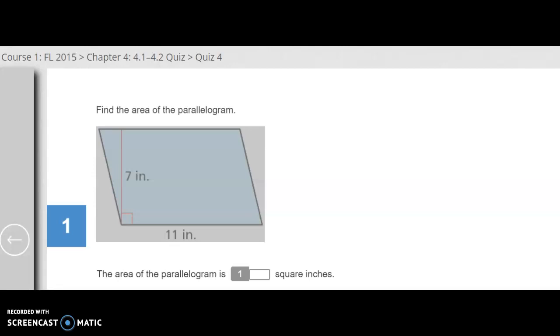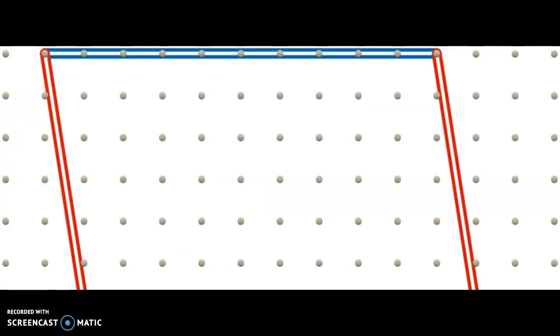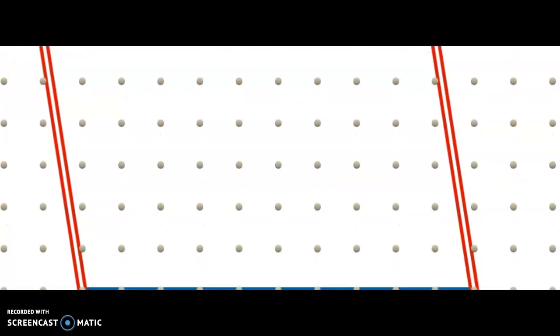This is on polygons. This is on areas. The great thing about this is it's going to be so easy. All right, so here we have a parallelogram. And we know that whenever we're doing the area of a square or rectangle, it's length times width.